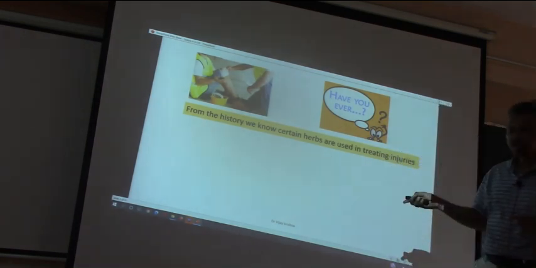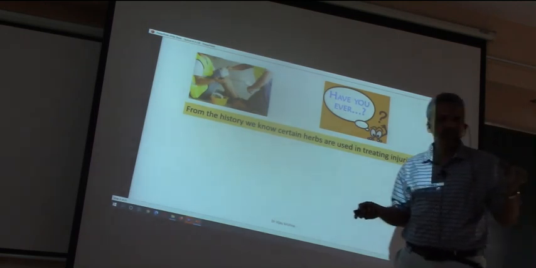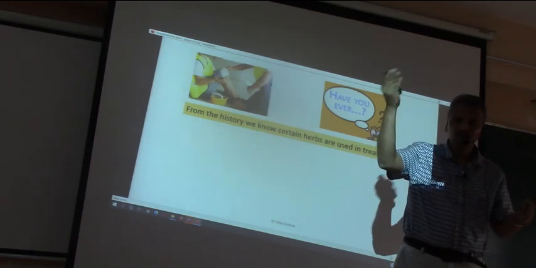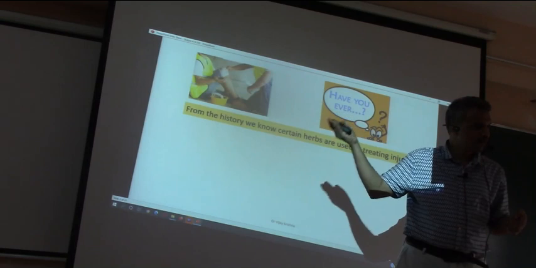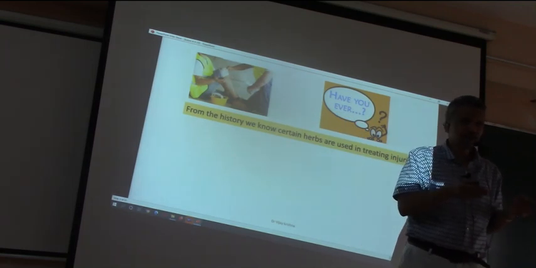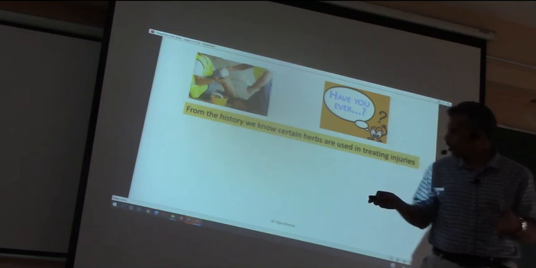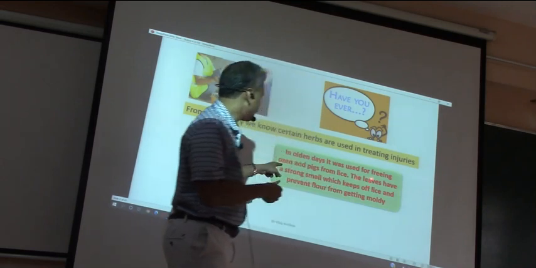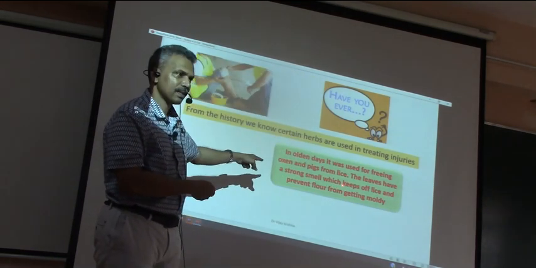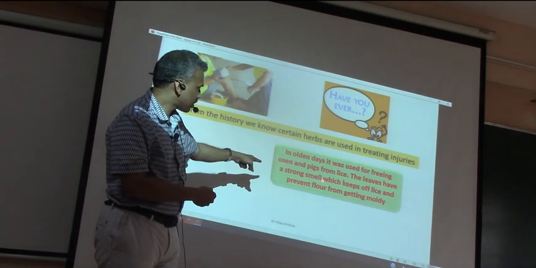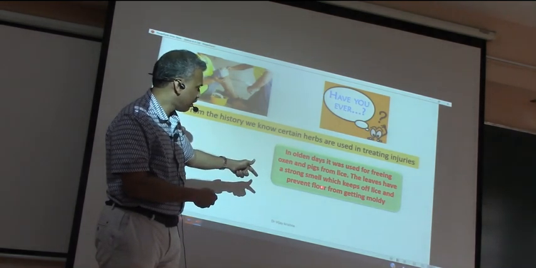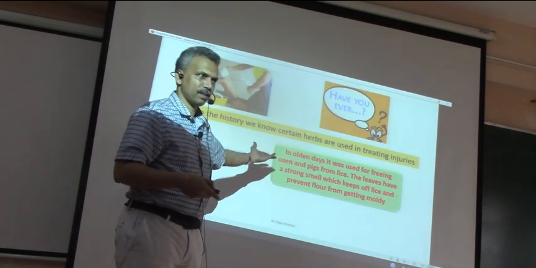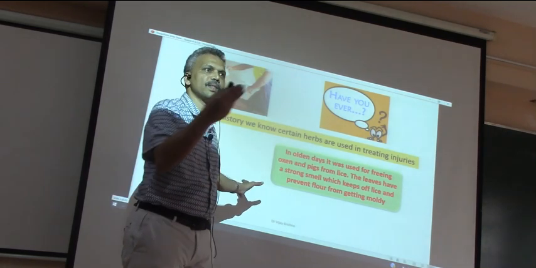So the remedy that we are going to discuss today is a remedy, the medicinal properties of which people already knew. Before we started taking it up into homeopathy, it was a famous remedy. Now what was this remedy used for? In olden days, this remedy was used for freeing oxen and pigs from lice. The leaves have a strong smell which keeps off lice and prevents flour from getting moldy. These are all the traditional uses of this particular remedy which we are going to discuss.